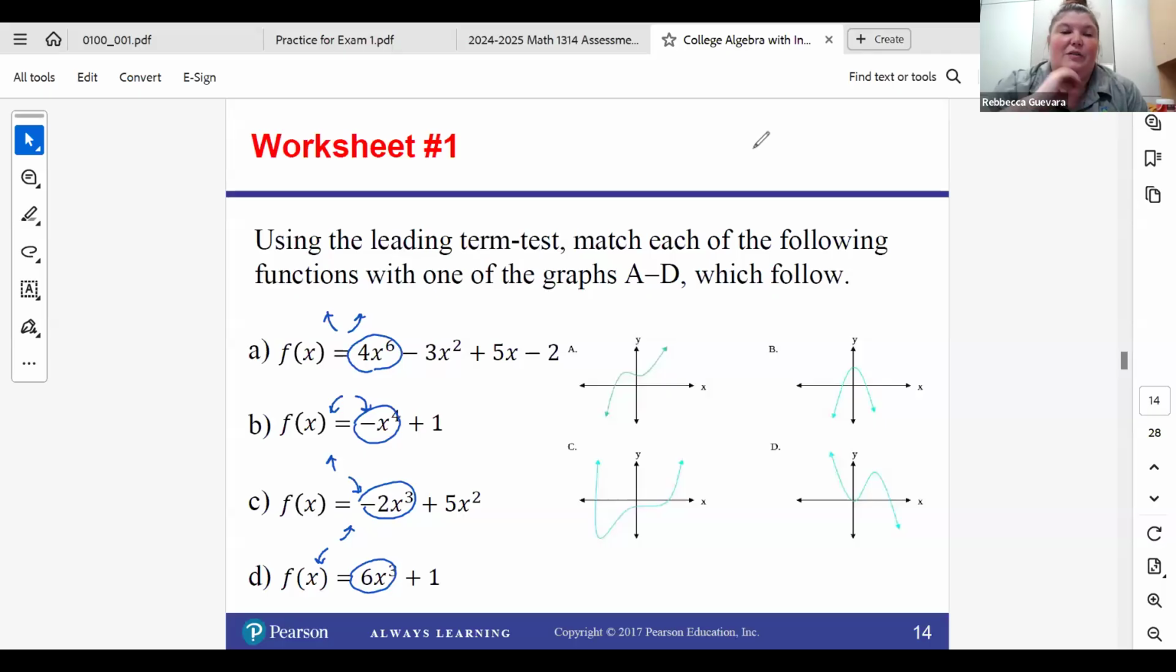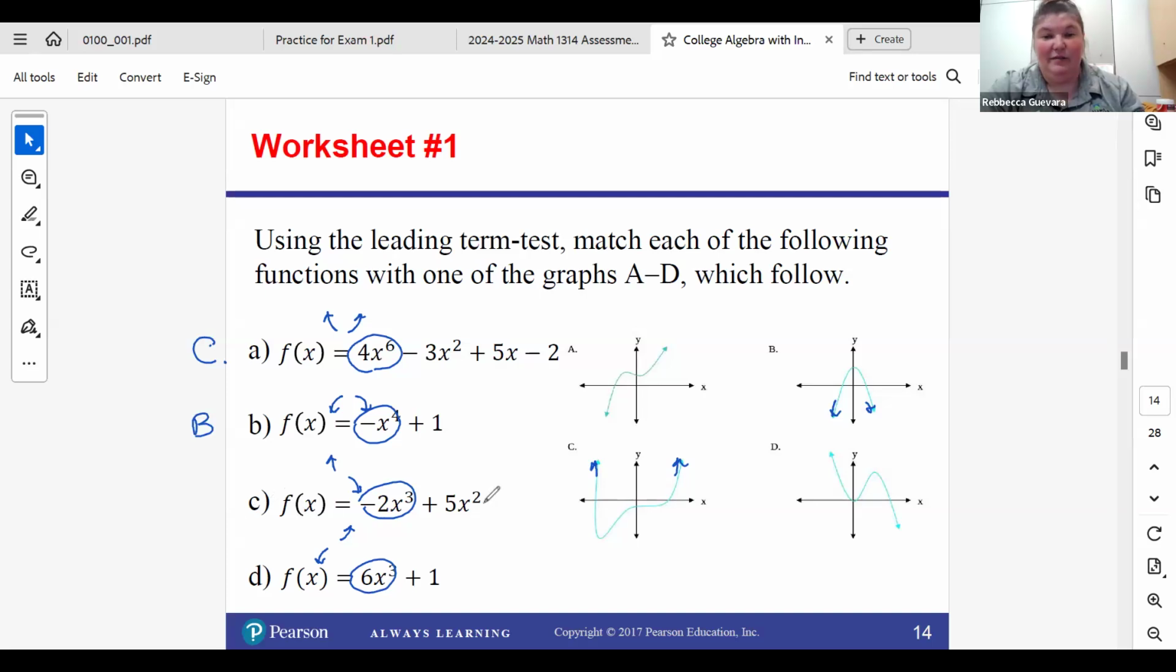Okay, so once again, we're talking about those leading terms. The first one's leading term is 4x to the 6th. So we've got a positive coefficient and an even power, so it's a parabola opening up. We should see something like this at the ends. So this would be C. For B, we've got a negative coefficient and an even power, so it should be opening down like we see over here. So this one matches with B.